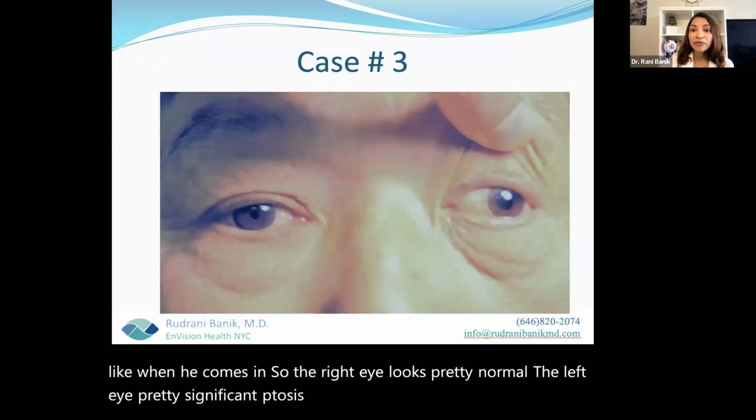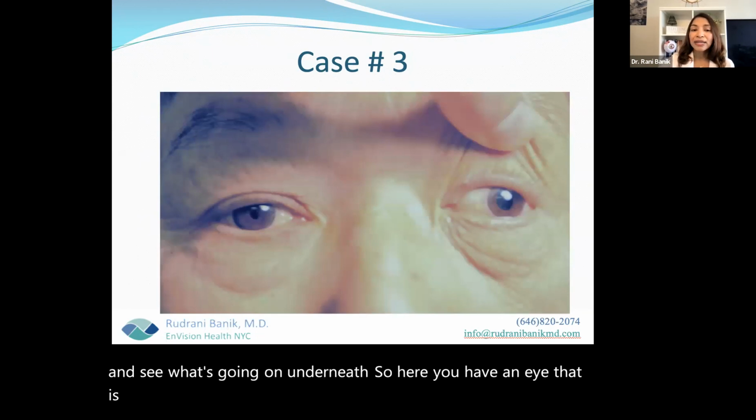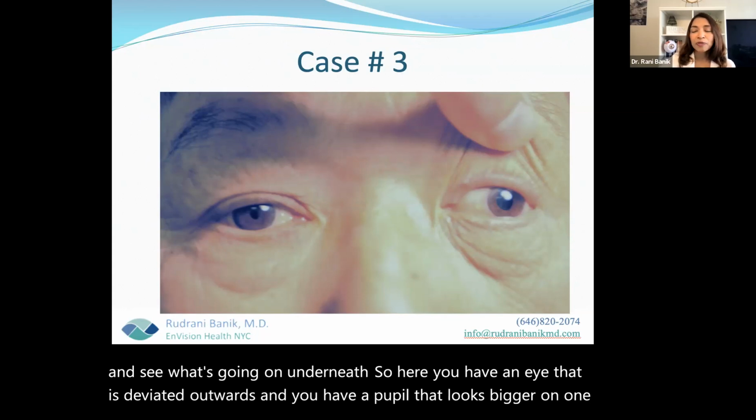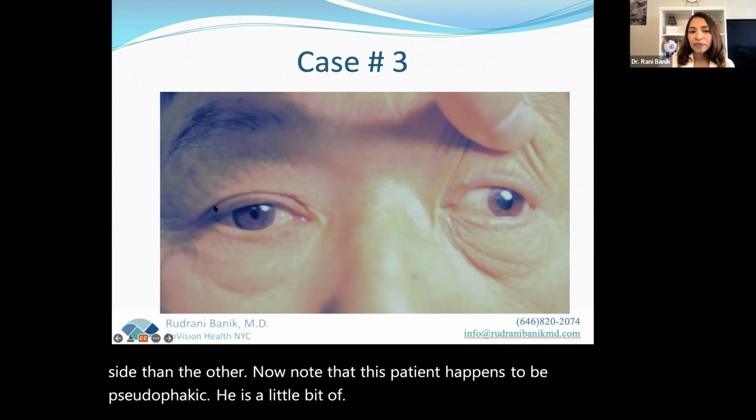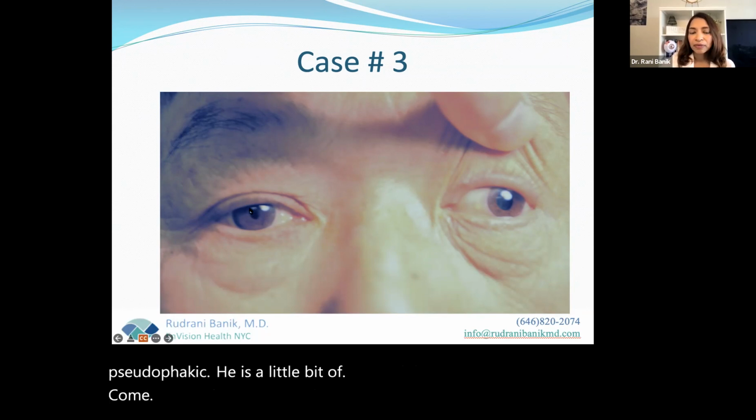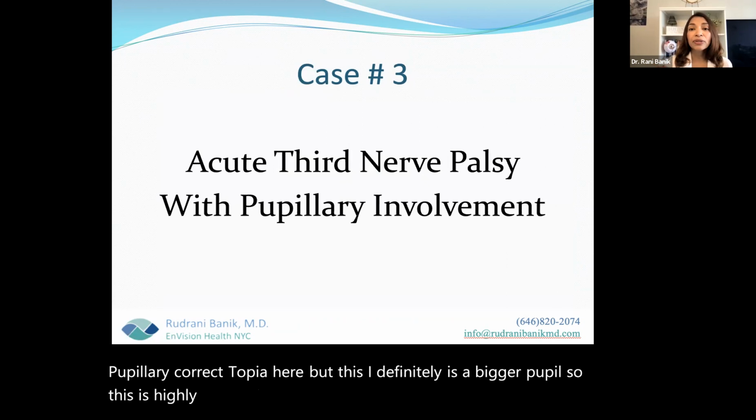But of course, you want to lift up the lid and see what's going on underneath. So here you have an eye that is deviated outwards, and you have a pupil that looks bigger on one side than the other. Now note that this patient happens to be pseudophakic. He has a little bit of pupillary correctopia here, but this eye definitely has a bigger pupil. So this is highly suspicious for an acute third nerve palsy with pupillary involvement.